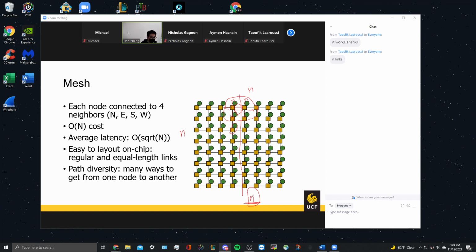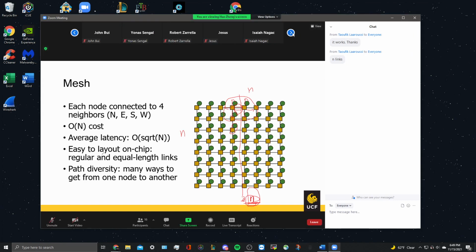But since you consider n as a variable, the constant 2 can be ignored, because when computing the complexity, from the algorithm course, sometimes you can ignore the 2 and only take the n into consideration. Is that clear? Right. So it's much easier for layout.